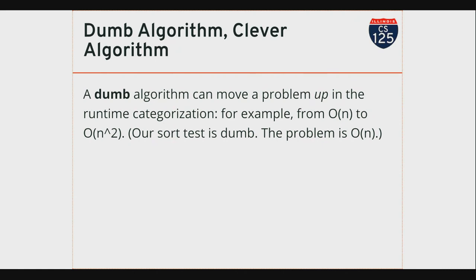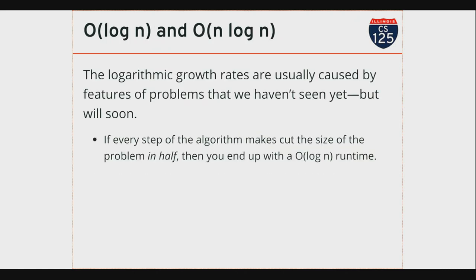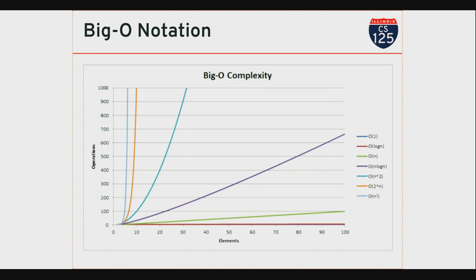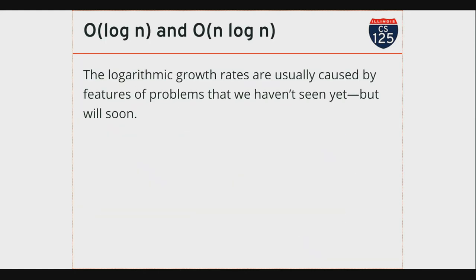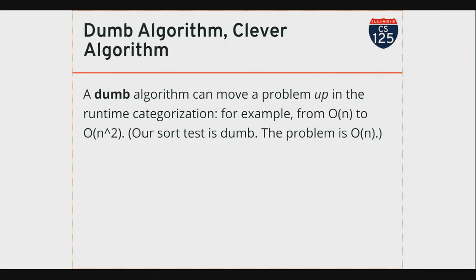So again, I sometimes have wished in the past that I could have some sort of special slide background that I use when I show you bad code. But if I did, I would use it right here. Do not reproduce this algorithm. It's wrong. There is a much faster way to find whether an array is sorted. So this is a dumb algorithm that has taken an O(n) problem and made it O(n) squared.